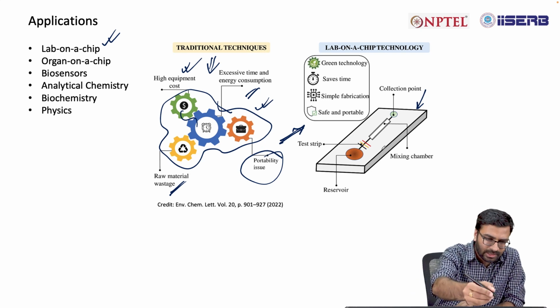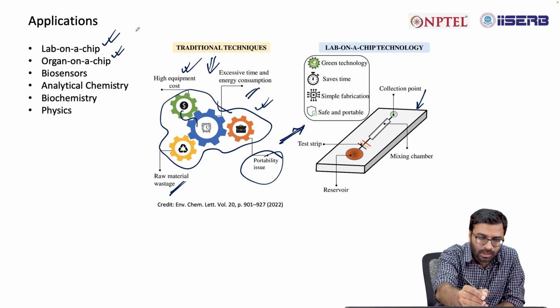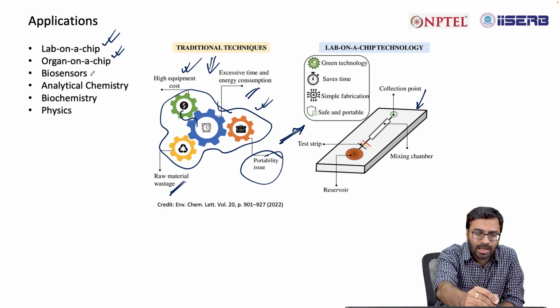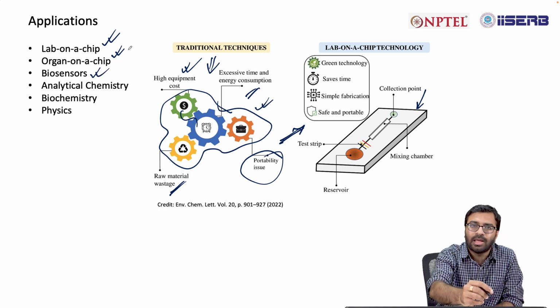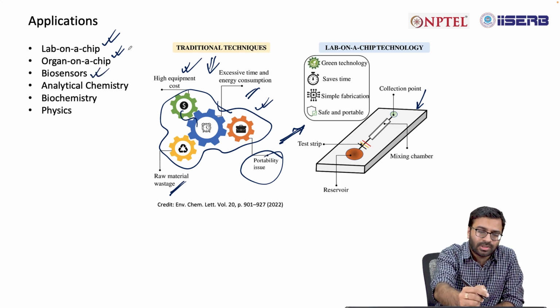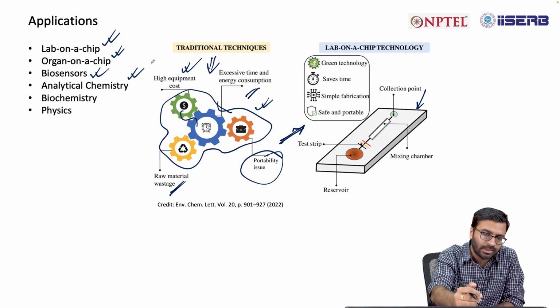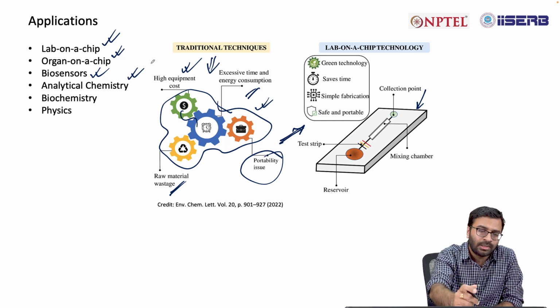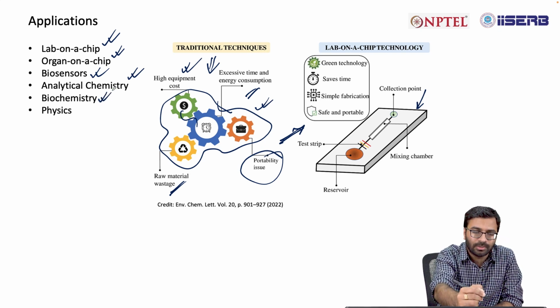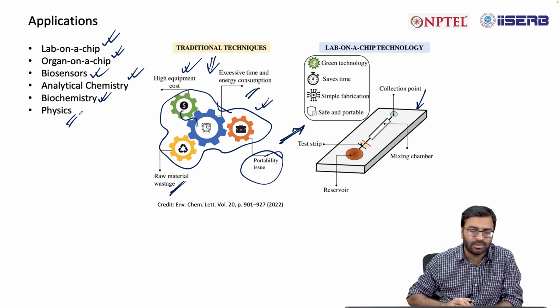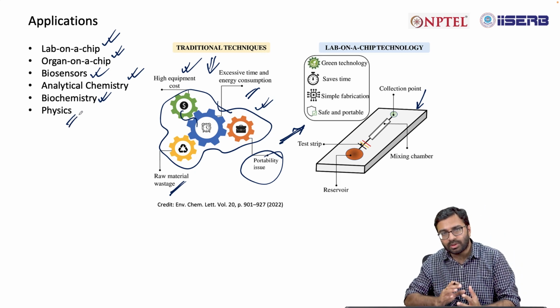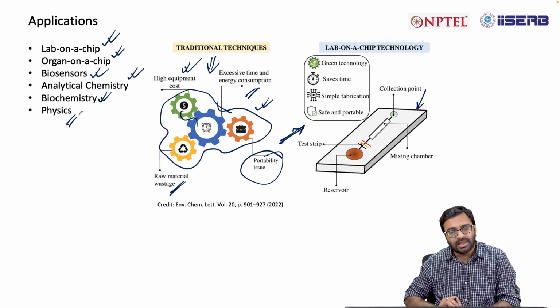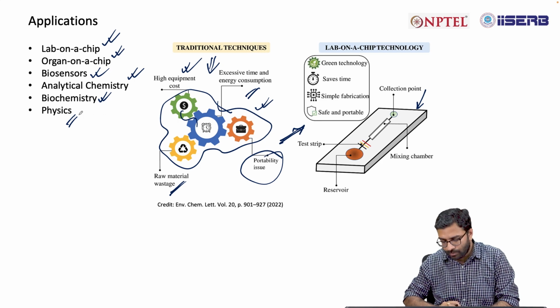Then there is another application which is known as organ on a chip. Then in case of biosensors also you use microfluidics. Microfluidics also has an application in analytical chemistry, sometimes in organic chemistry. In biochemistry also you will find application of microfluidics. Then in physics, of course, you will see different fluid mechanics where microfluidics are used.